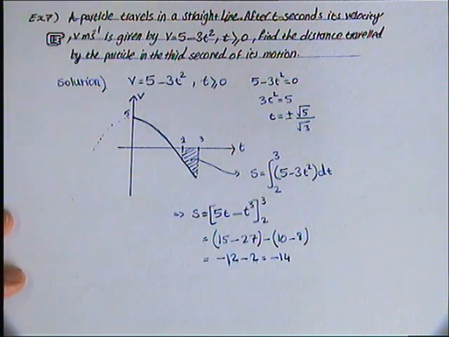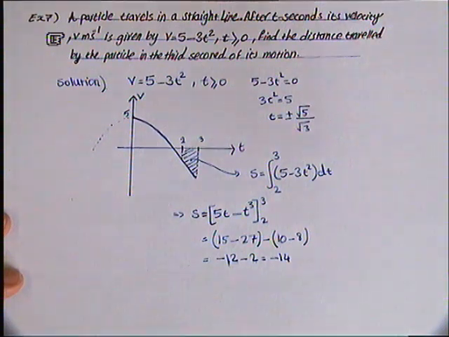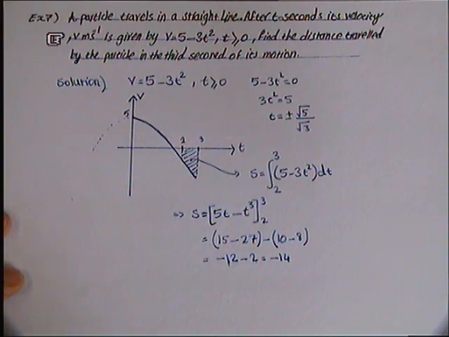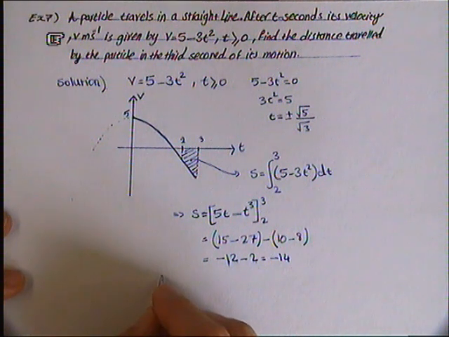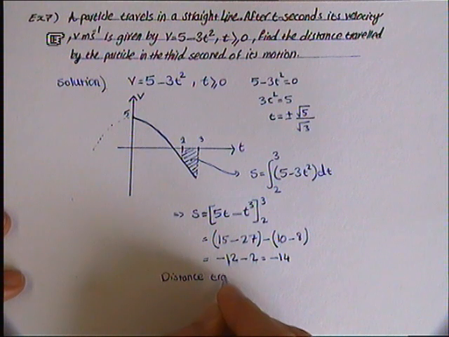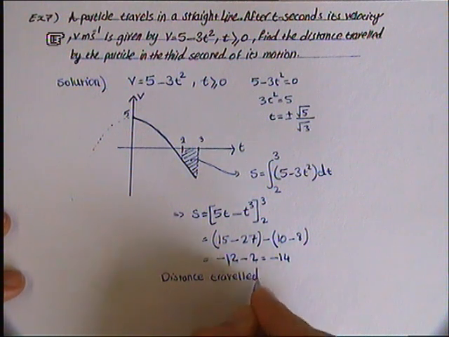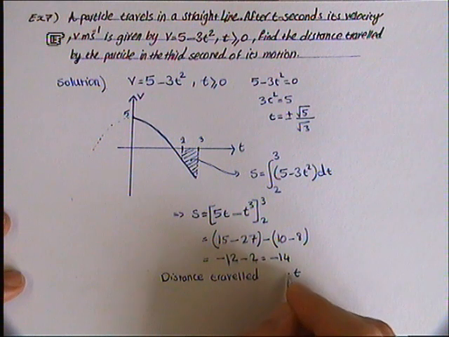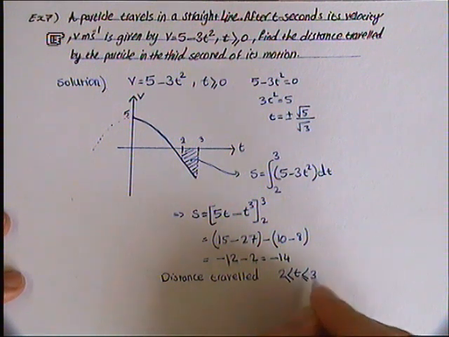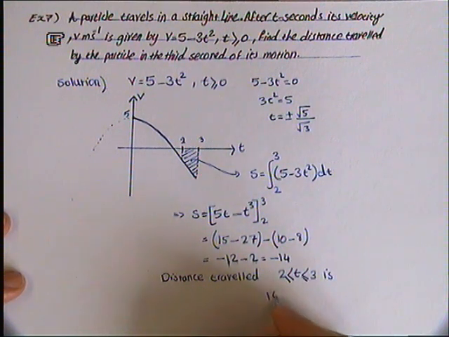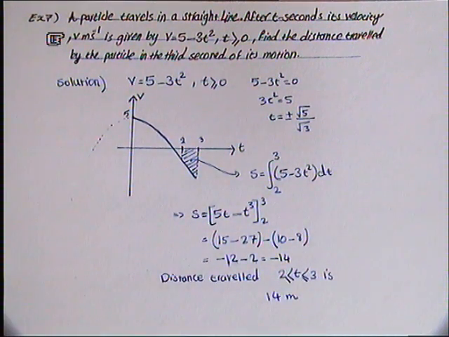As you should know from pure maths, since the area is below the t-axis, it is negative. However, distance cannot be negative. So the distance traveled in the third second, which means t between 2 and 3, is 14 meters. Okay, so this is the end of section 11.4.